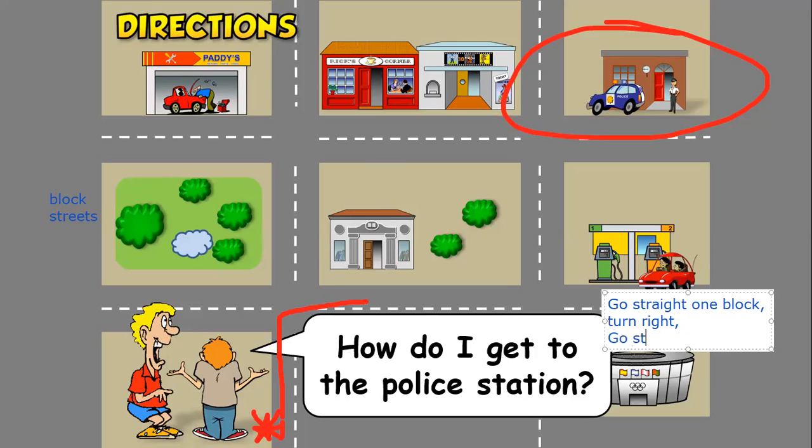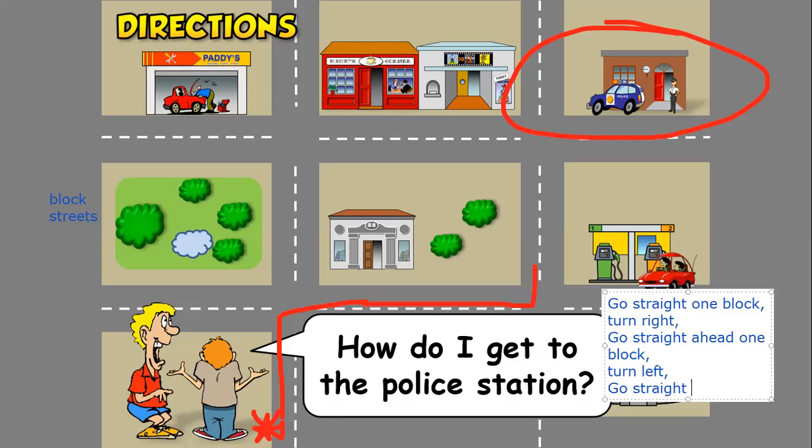Go one block more. Go straight. Recuerden que es go straight. One block. And then? Turn left. Okay. So me llevaron para acá y de aquí, turn left. Go straight ahead. Down the street. One block. Turn left. Y de ahí me dijeron, go straight ahead. One block, right? Y después? Turn right. Turn right. And then?